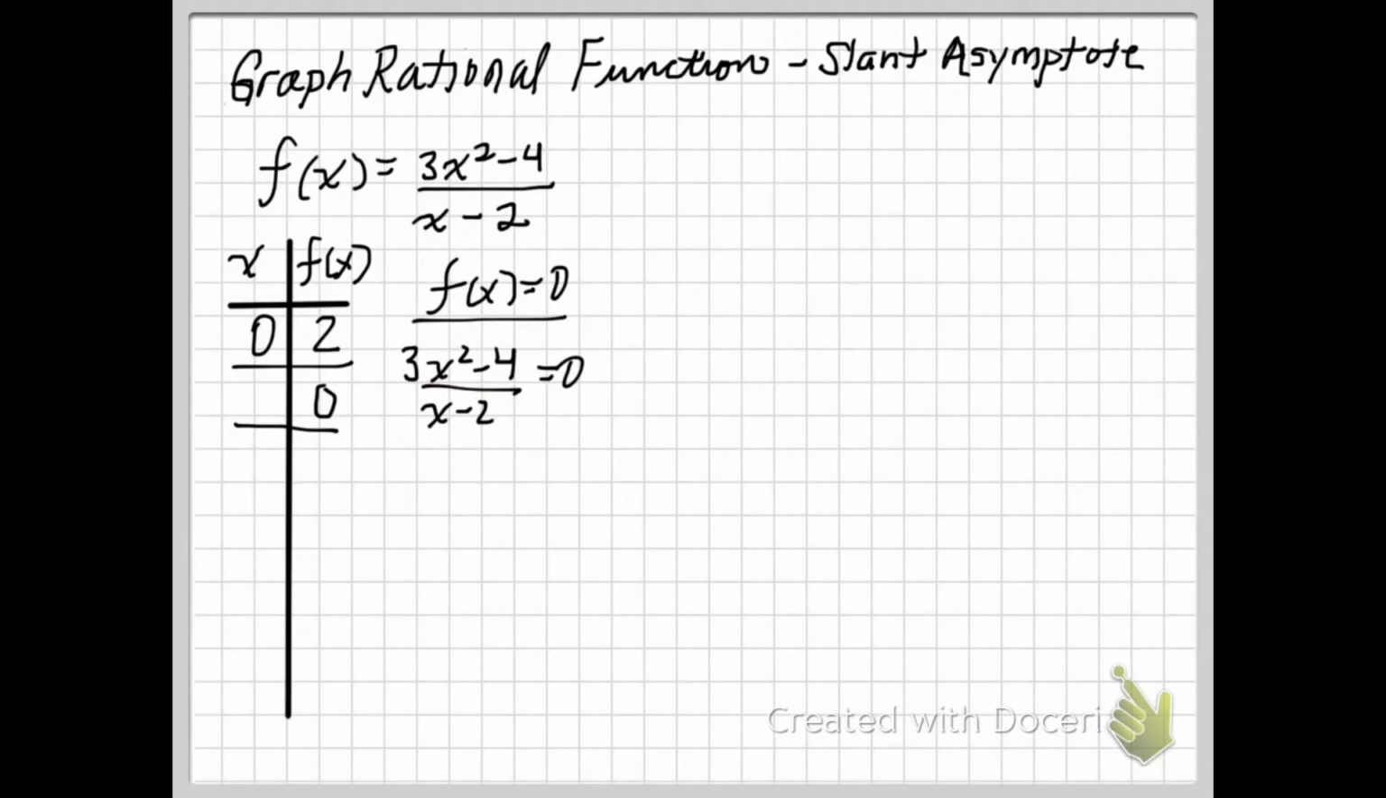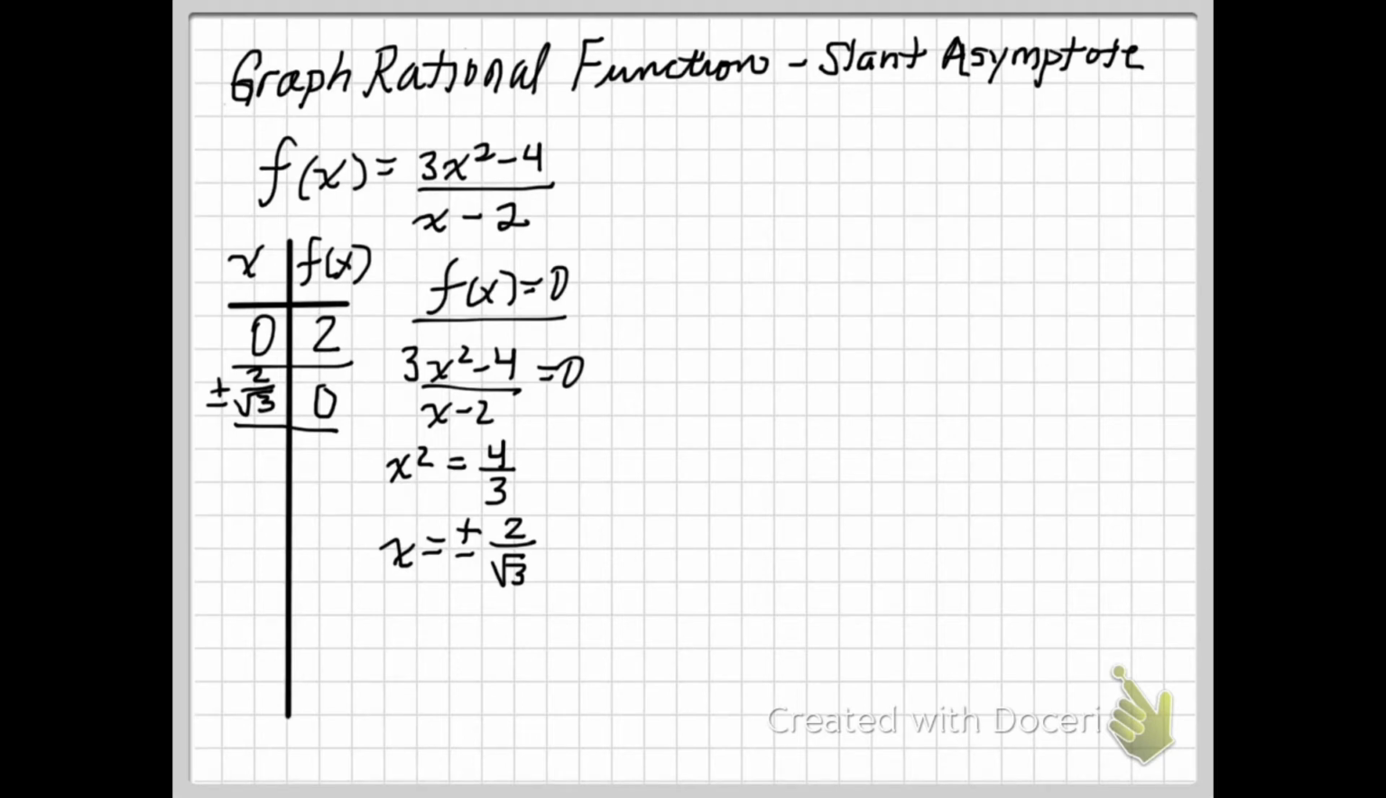So we're just going to solve for the numerator being 0, and that'll be x squared is equal to 4 over 3. So x is equal to plus or minus 2 over rad 3. We don't need to rationalize the denominator. We'll just say we've got plus or minus 2 over rad 3.